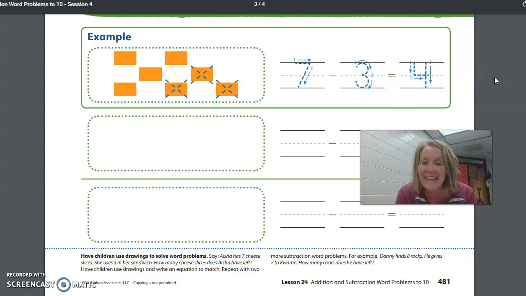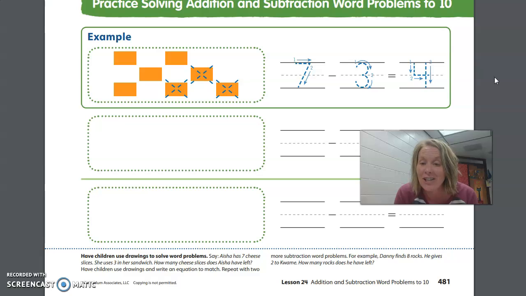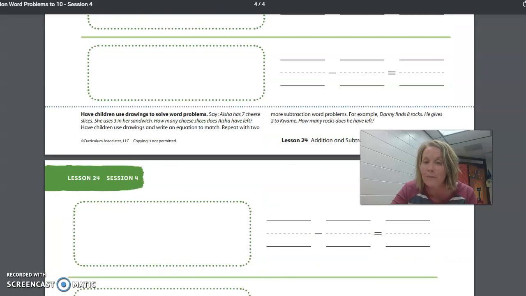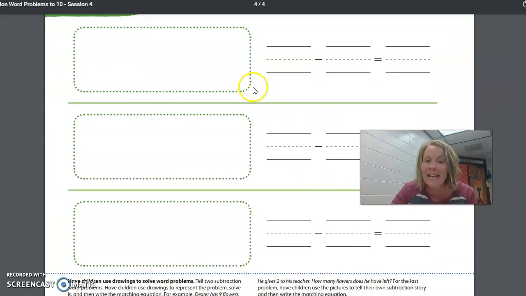Now, just like yesterday, it's your turn to tell some stories. So you're going to tell 2 takeaway stories for these 2. Then you're going to go to the next page and you have 3 more to do. Remember, tell somebody you know all about those awesome takeaway stories.